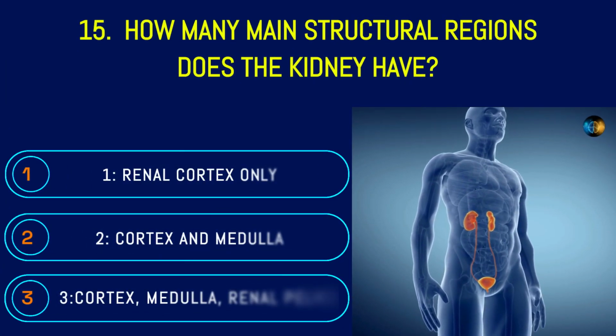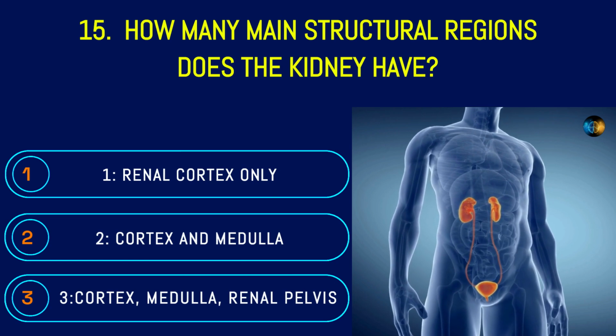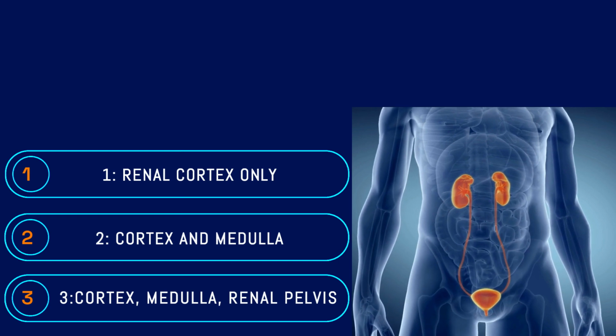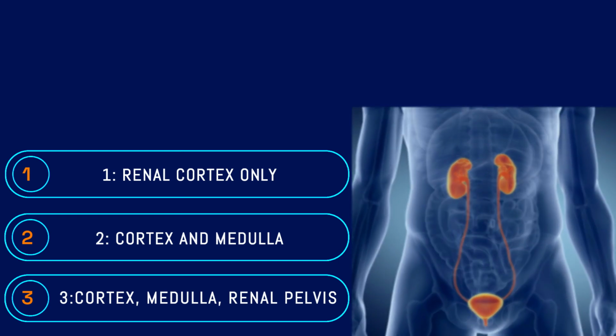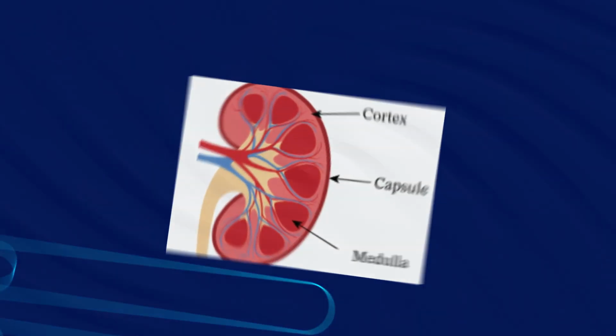How many main structural regions does the kidney have? 1. The renal cortex only, 2. The cortex and the medulla, or 3. The cortex, the medulla, and the renal pelvis? 3. Cortex, medulla, and renal pelvis.